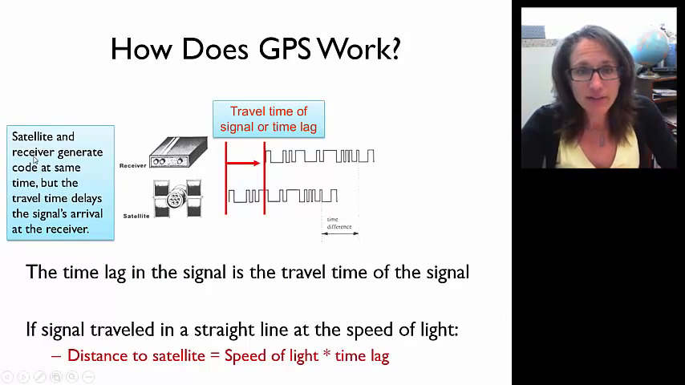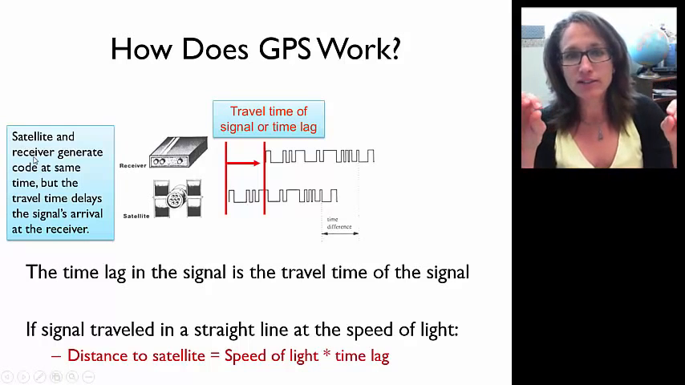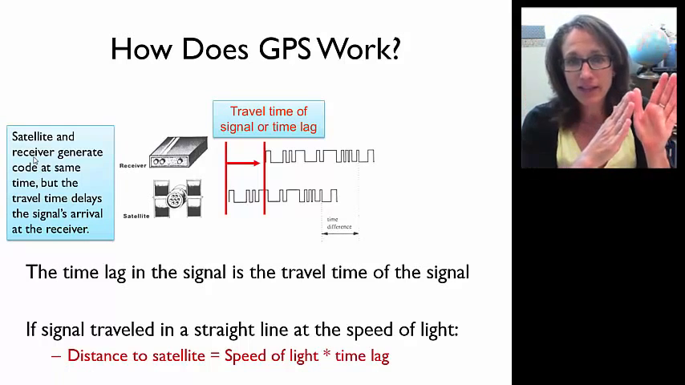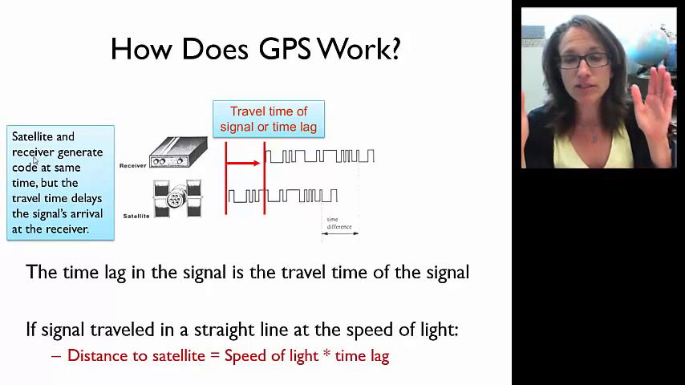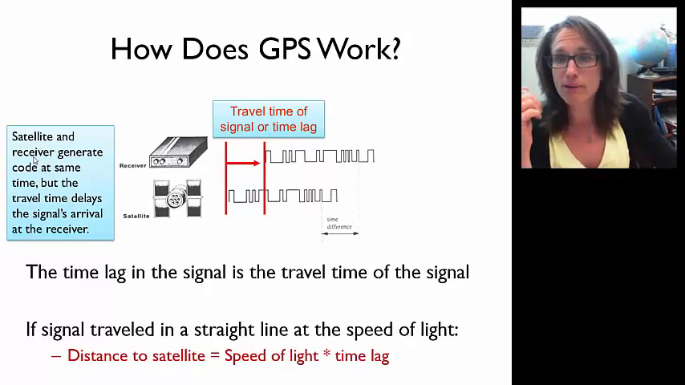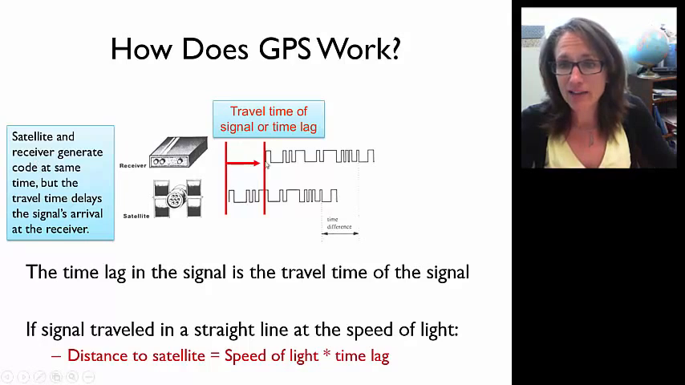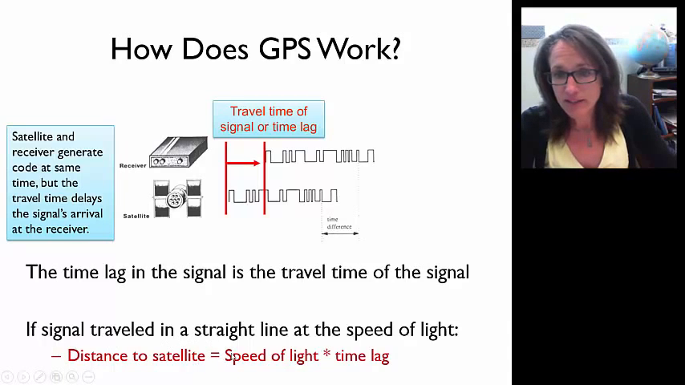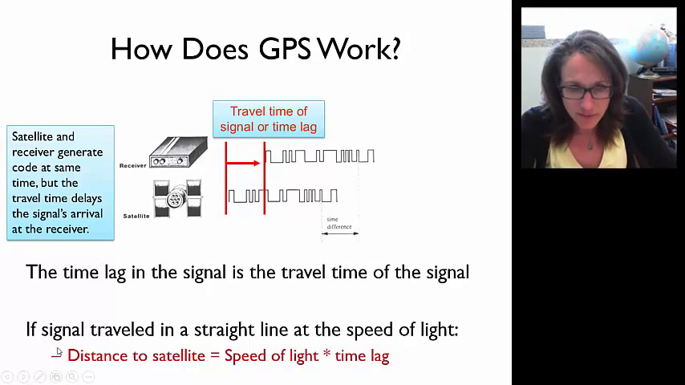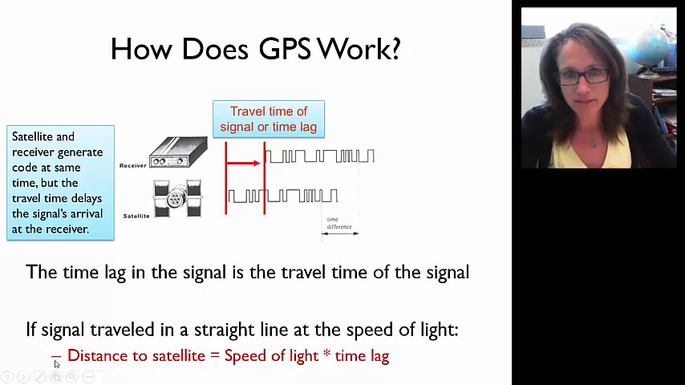So the satellite and the receiver, you could think of it as if they're generating the code at the same time. But it takes a while for the code to make it to the receiver. The receiver knows when the code was generated, so it can measure this time lag, or the travel time of the signal. And so our distance to the satellite is equal to the speed of light times the time lag. And that should not be a minus sign. That's a bullet point, so don't think of that as a minus. Our distance to our satellite is the speed of light times the time lag.